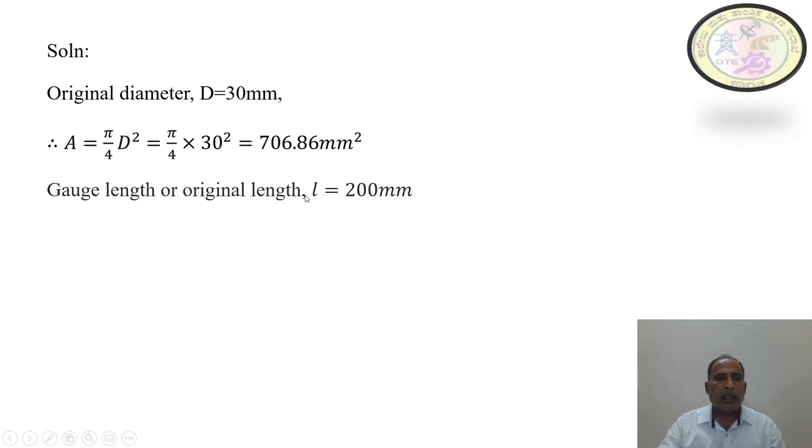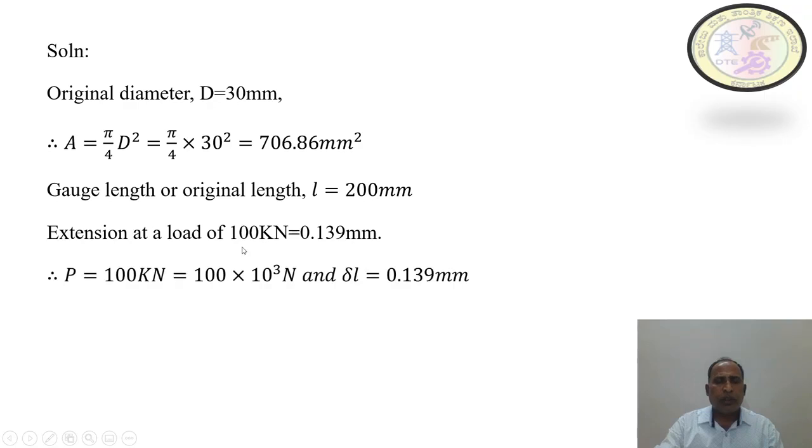Gauge length or the original length L is given as 200 mm. Extension at a load of 100 kilonewton is 0.139 mm. So therefore the value of P is 100 kilonewton. This value will be used for calculating the stress which is required for calculating the Young's modulus, and the delta L value, that is 0.139 mm at the load 100 kilonewton, is taken for calculating the strain value which is required for calculating the Young's modulus.